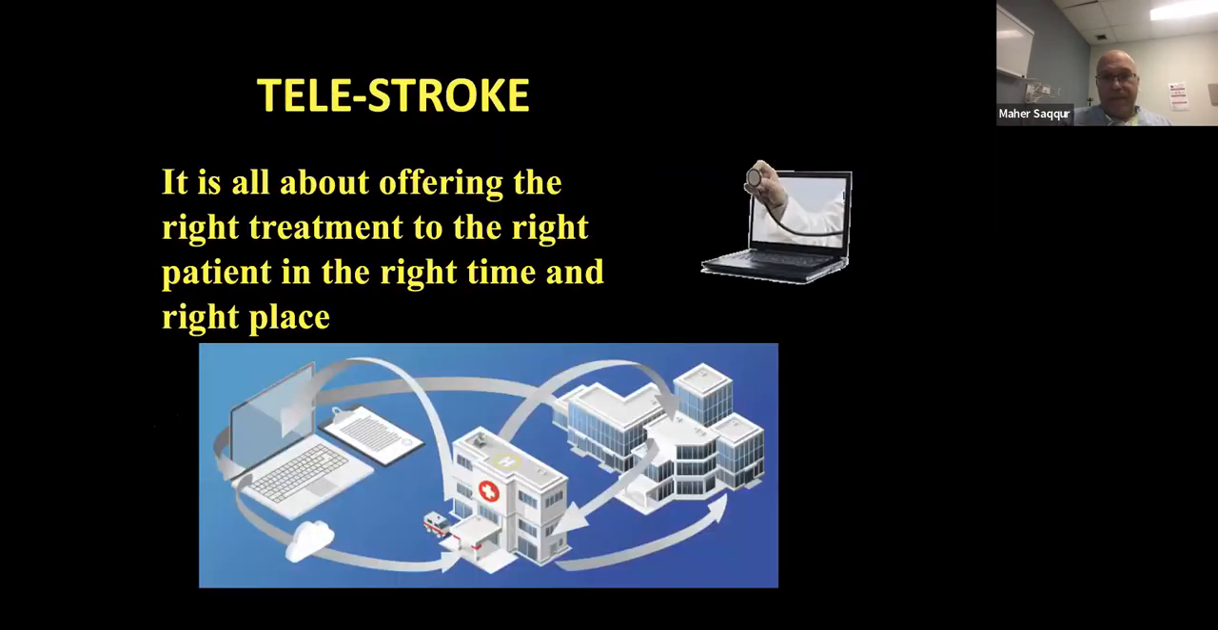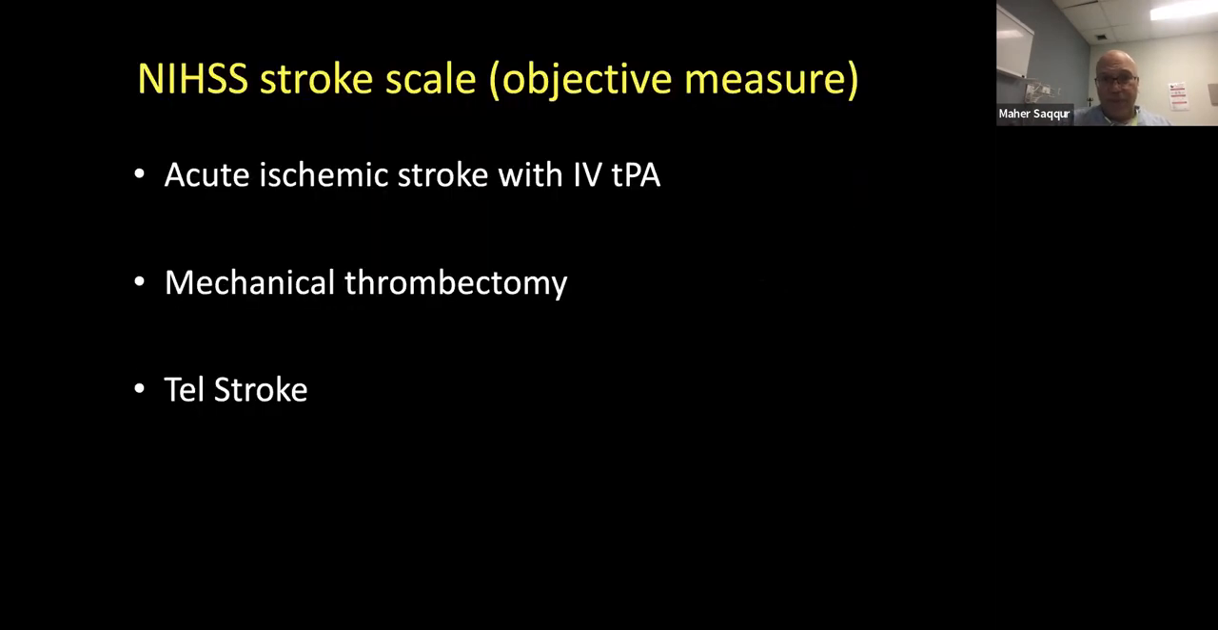So I will skip that. This is about the telemedicine. So what is the NIH stroke scale? It's an objective measurement of stroke severity in acute ischemic stroke.